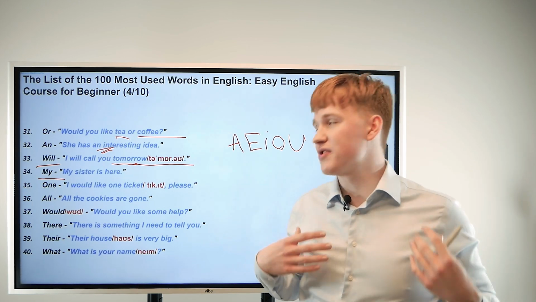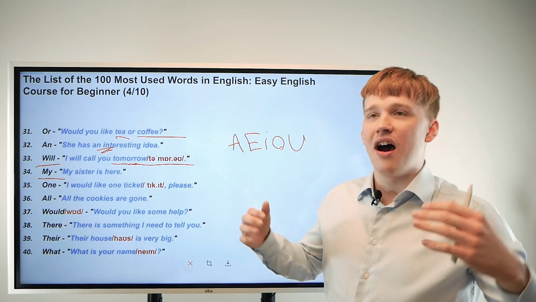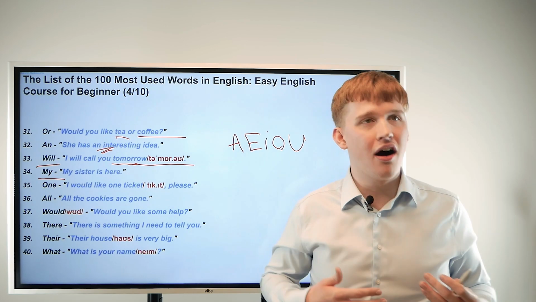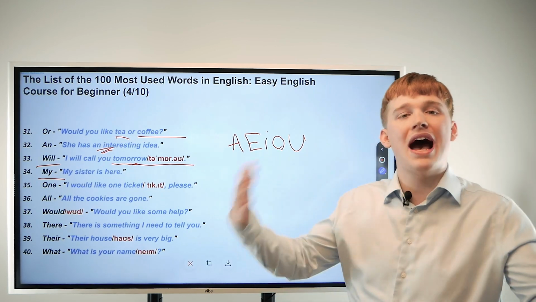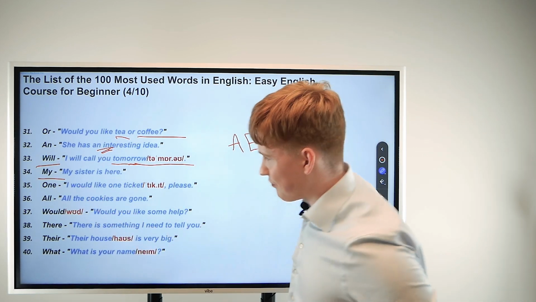My means that I have something. So my sister. It's ownership, that I have a sister. So my sister, my car, my shirt, my hair. You're stating that you have something. Lovely. So my sister is here.